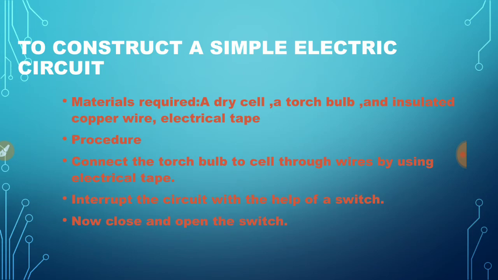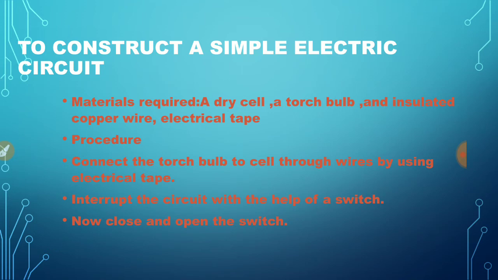Now, how can we construct a simple electric circuit? For constructing a simple electric circuit, the materials required are a simple dry cell, which we use in our daily life, like in remotes or toys, a torch bulb, an insulated copper wire, and electrical tape. So what we have to do, we have to connect the torch bulb to the cell through wires by using electrical tapes. Now, we have to interrupt the circuit with the help of a switch.